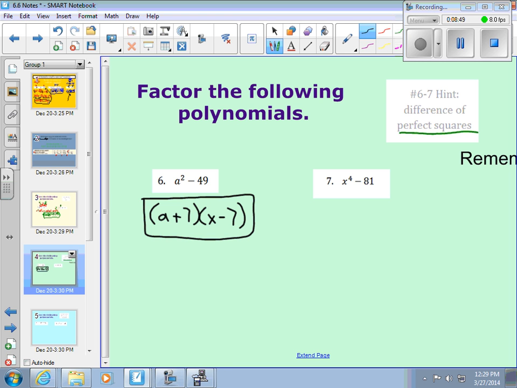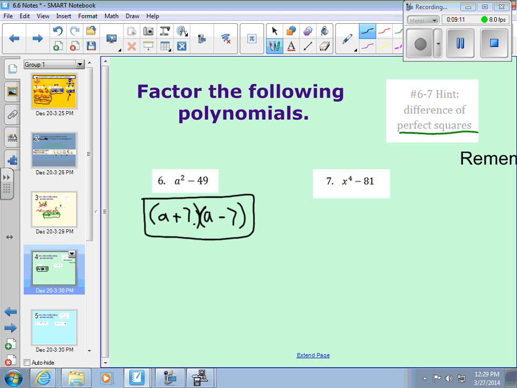All right, let's try number 7. Now this one doesn't look like the last one. It actually has x to the 4th power. So can we do this one? Well, yeah, actually we can. Even though it's x to the 4th, we should still be able to use that pattern we did on the last one, where we said it's going to be a plus 7, a minus 7.